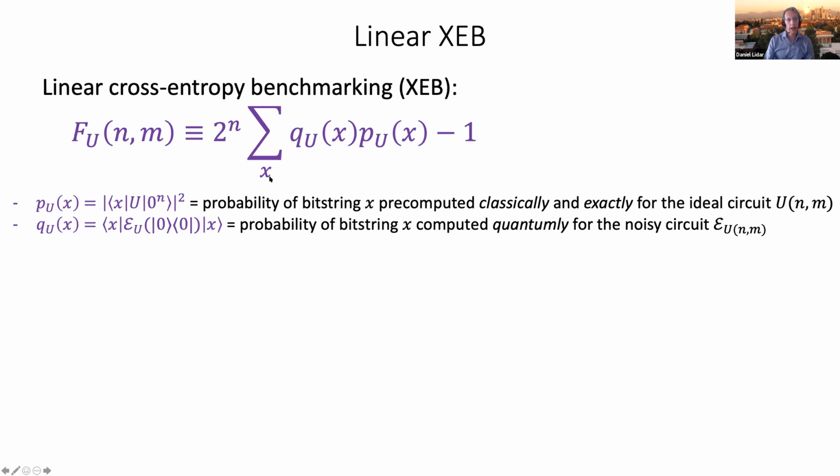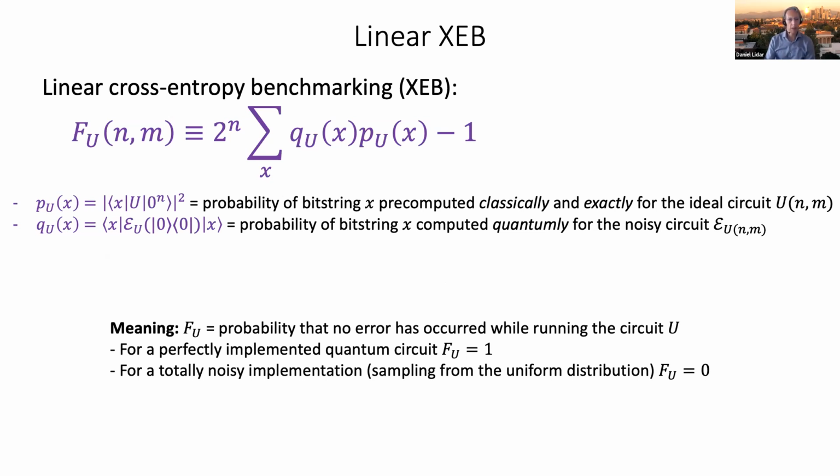So what is this expression? X is just a bit string, so we're summing over all possible bit strings of n qubits, 2 to the n of them. P is the probability of bit string X that you pre-compute classically and exactly for the ideal circuit. Q is the experimental probability of bit string X that you would get by running your quantum circuit in its noisy version. And the meaning of this fidelity is that it really is like a regular fidelity. You can show that essentially it corresponds to the probability that no error has occurred while running the circuit. You can prove that for a perfectly implemented circuit, this quantity is 1. And it's obvious that for a totally noisy implementation, when you sample from the uniform distribution, it's 0, because if you take Q to be 1 over 2 to the n, the uniform distribution, then you immediately get that this evaluates to 0.